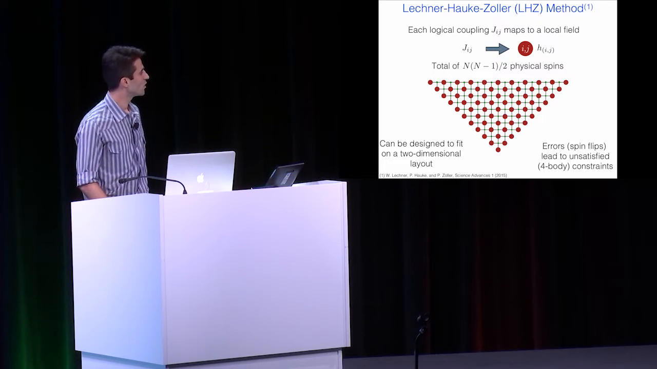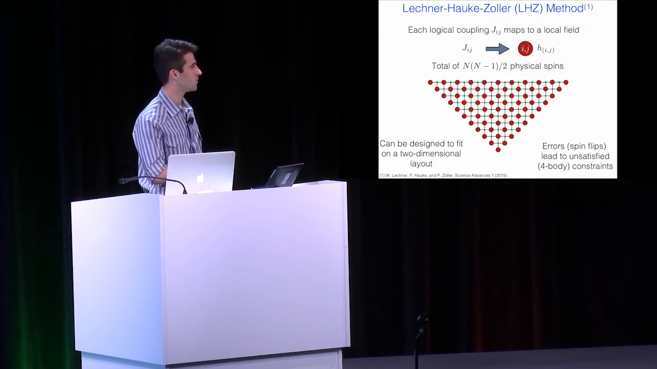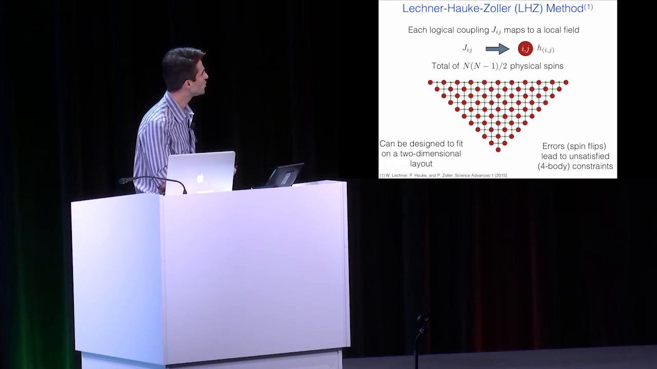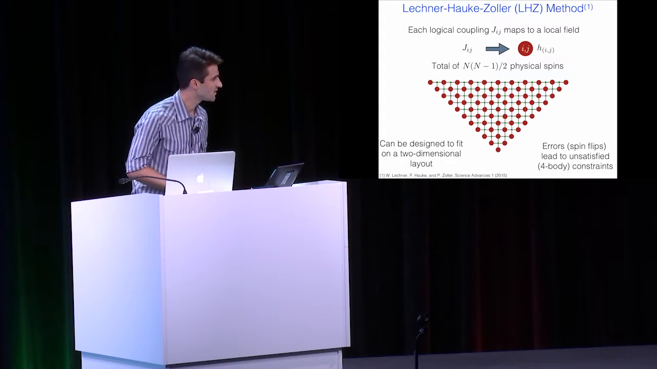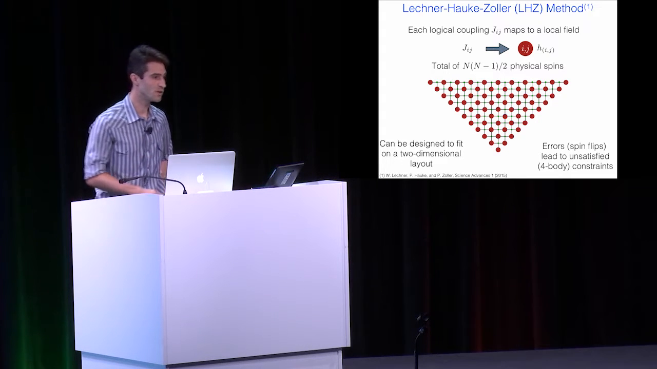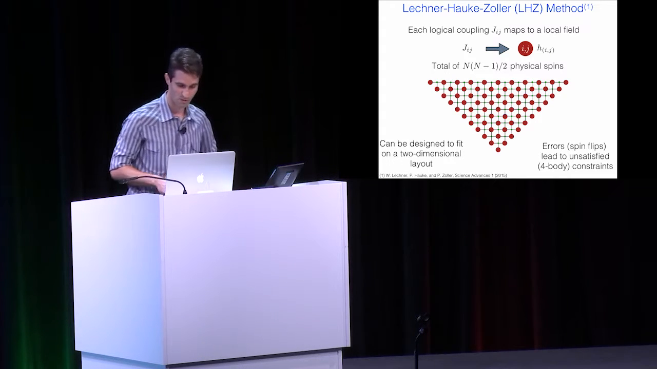Now, when an error occurs, here an error being some spin flip, you will violate one of these four-body terms. You can measure that, and then you would know that an error occurred somewhere.